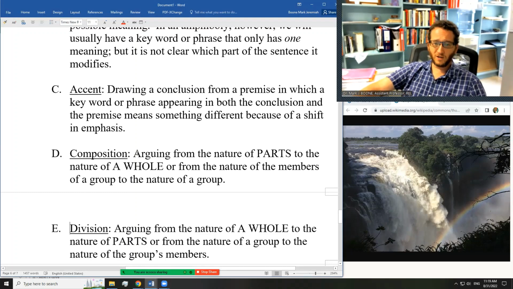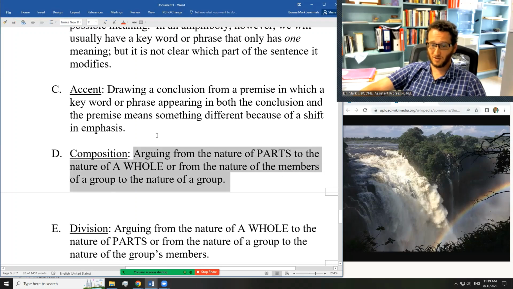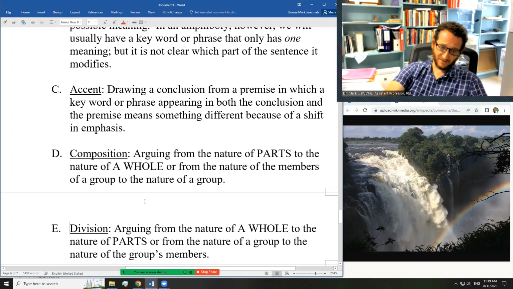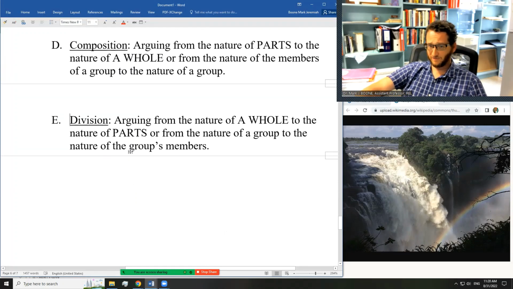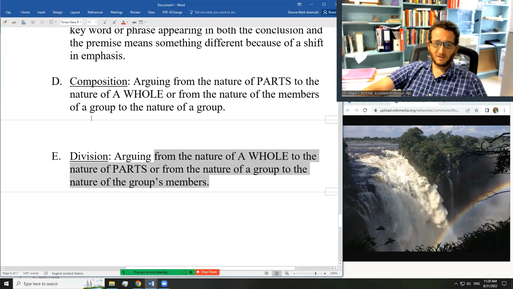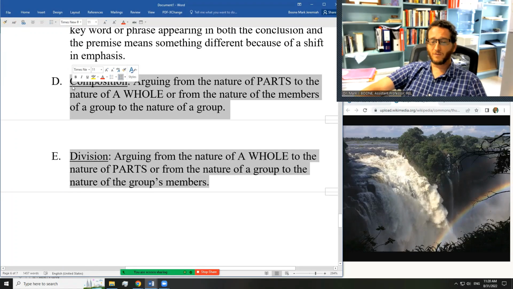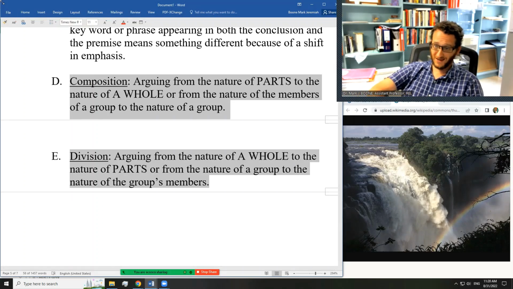Composition, arguing from the nature of parts to the nature of a whole, or from the nature of the members of a group to the nature of a group, and division are basically opposites of each other. And our last two fallacies for this video. Division is arguing from the nature of the whole to the nature of the parts, or from the nature of a group to the nature of the group's members, and composition is going in the opposite direction.